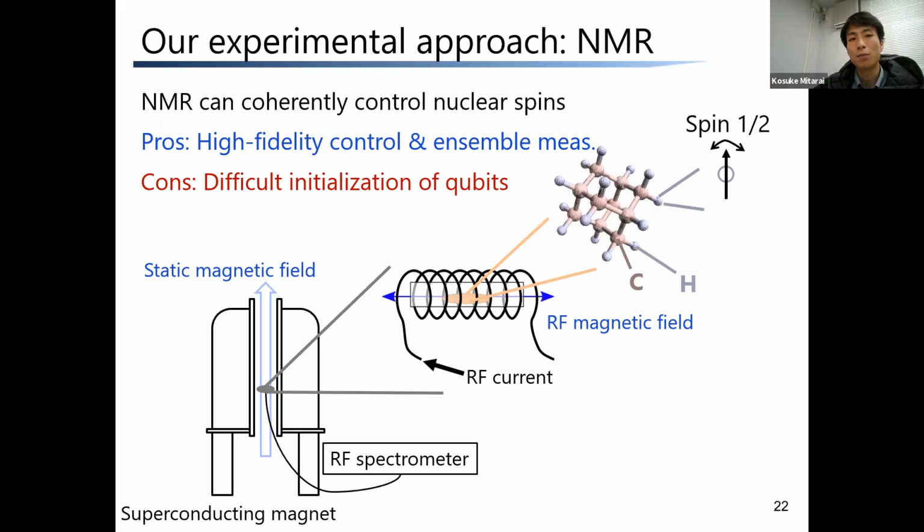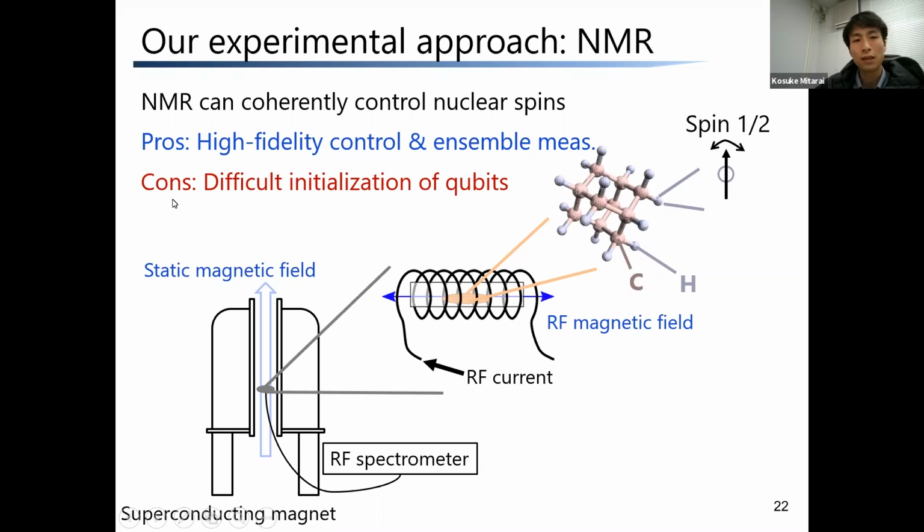And so NMR is a technique that controls nucleus spins in a molecule. The advantage of the NMR is this is really an old technique which originates in like 1960 or something. So these control techniques are really sophisticated. The control can be done with really high fidelity, and also there are so many molecules in there, so you can get the expectation value by one shot.